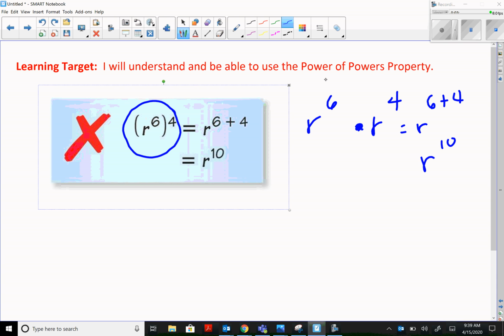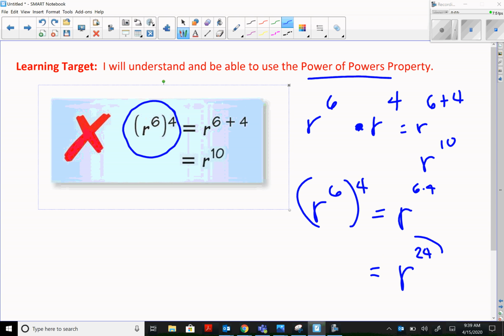We are using the power of powers property because we have another exponent on the outside of the parentheses. So instead of adding the exponents, which is what they did, we're going to multiply them. So it's going to be r to the 6 times 4 power. And 6 times 4 is 24. So the correct answer should be r to the 24th power. So hopefully you're able to see the difference between the product of powers property and the power of powers property.